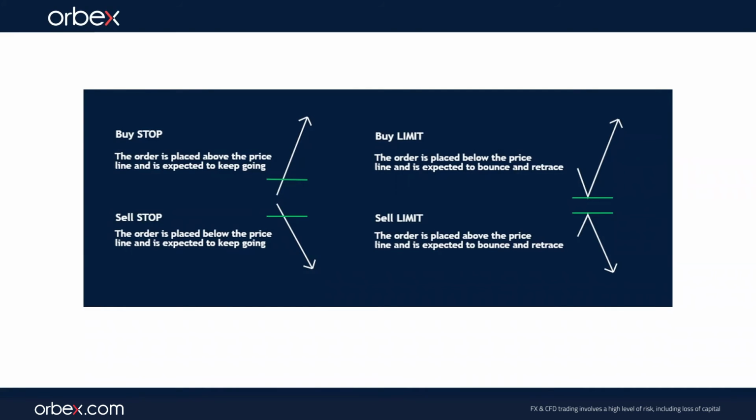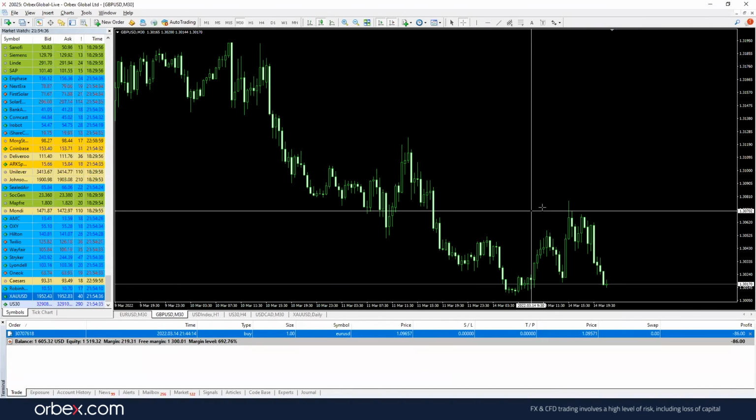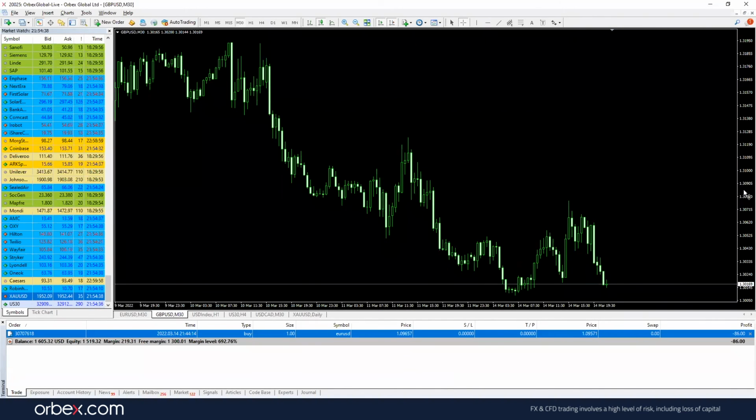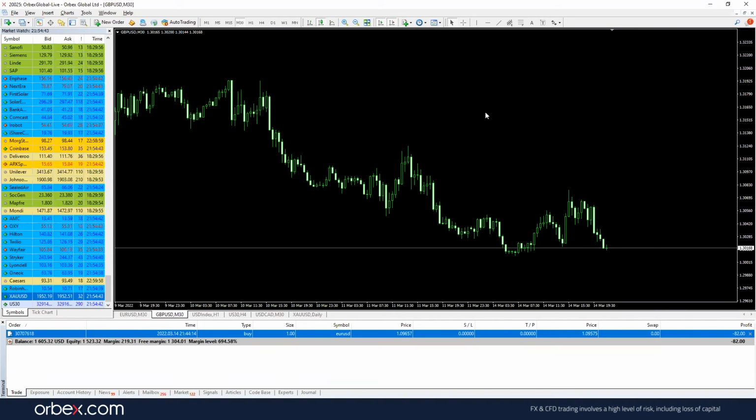So for a buy stop, just go back to pound dollar, let's say. For a buy stop or a sell stop, let's do a sell stop because it's a little bit easier at the moment, because the market is moving lower. So I believe that the price will keep on going lower. It's going to hit my pending order price of 1.2996 and then activate and keep moving lower. So this is the whole point of a sell stop.